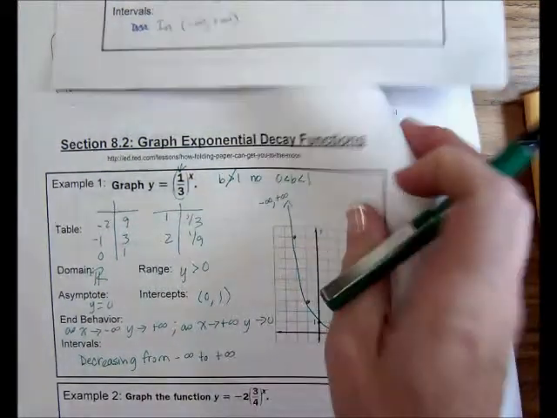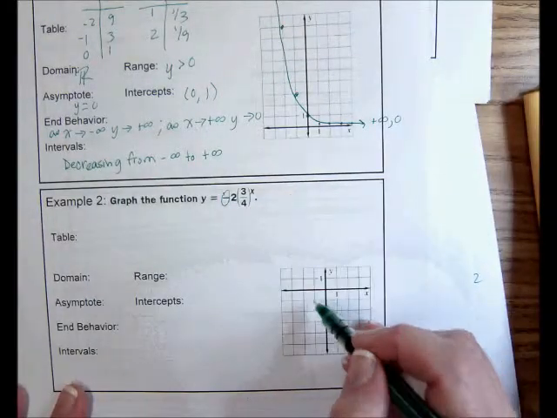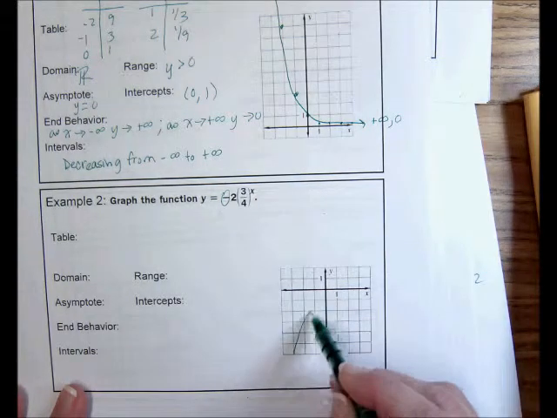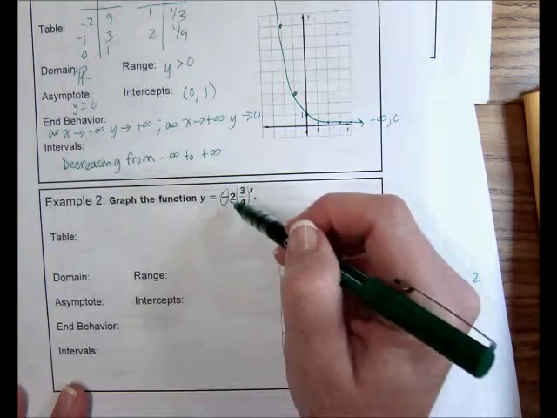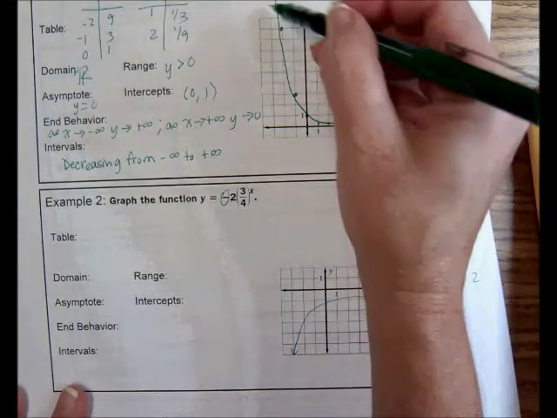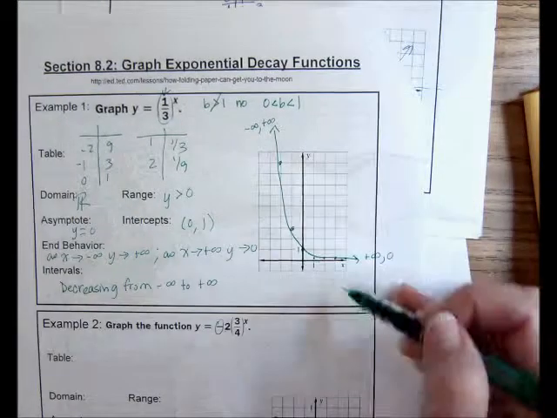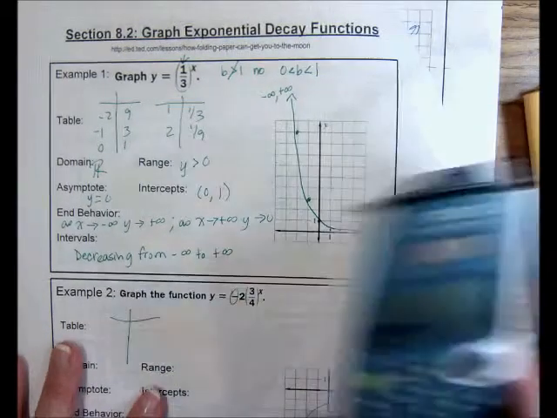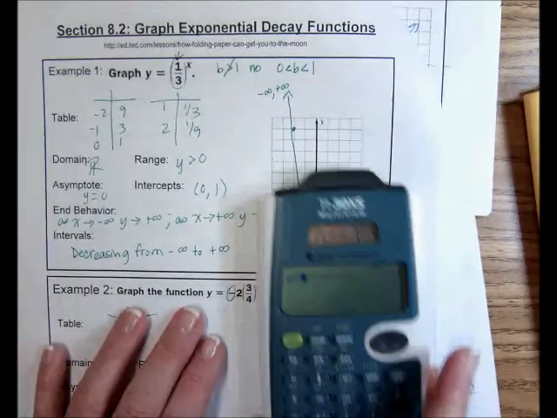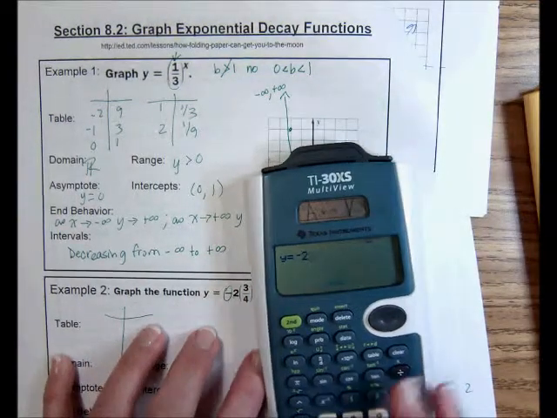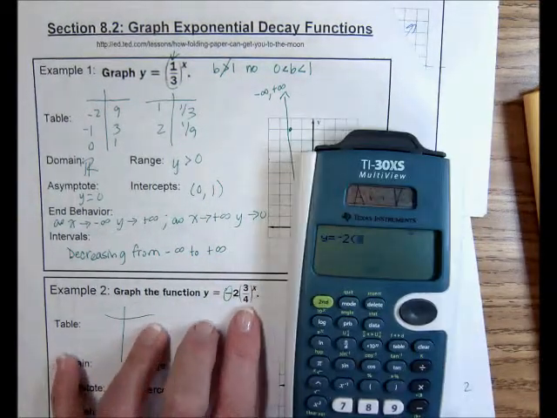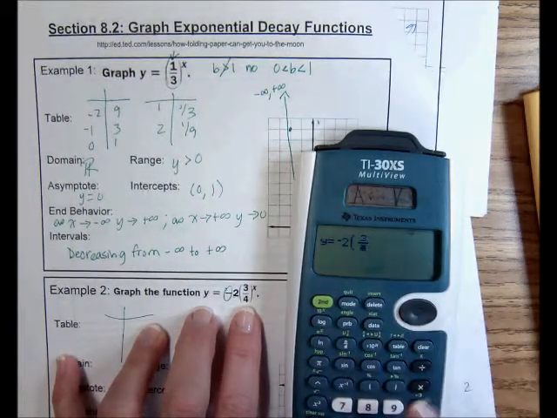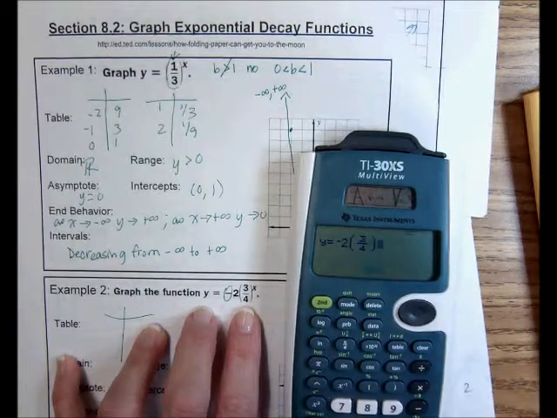Now, the same thing happens here. So negative means it's going to be something like this, my graph. It's going to be flipped over. It's a decay, therefore it's going to go down. So let's see if that graph is anywhere close to being right. Let's plug it into our table function. So I have -2 times 3/4 to the x power.